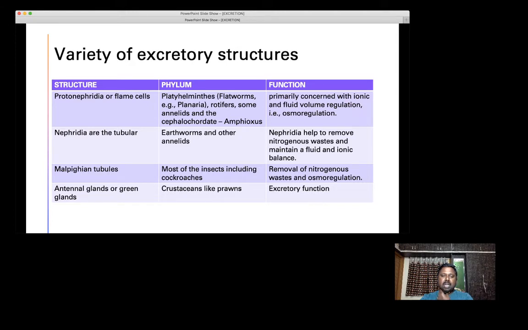Another one is the Malpighian tubules, mostly present in insects, mainly cockroaches. These are used for the removal of nitrogenous waste and for osmoregulation. Another is the antennal glands or green glands, present in crustaceans like prawns, mainly doing excretory functions. Note down, some questions may come from here: protonephridia, nephridia, Malpighian tubules, and antennal glands or green glands.